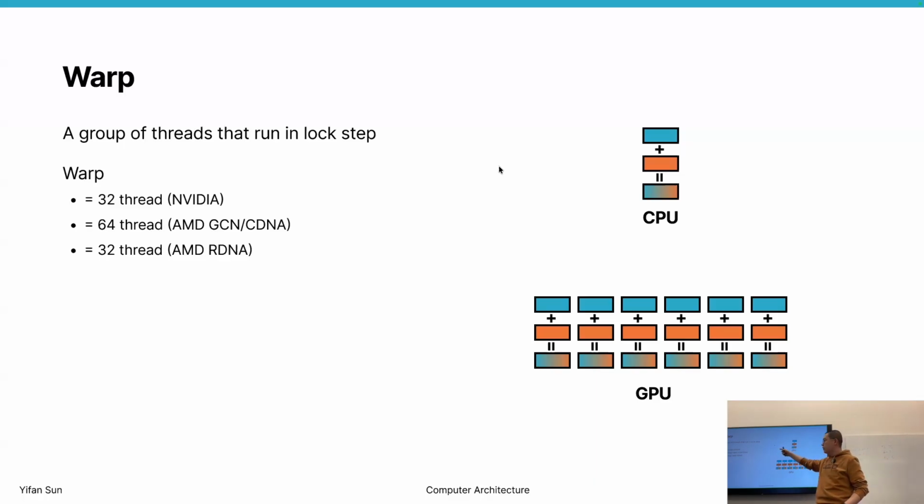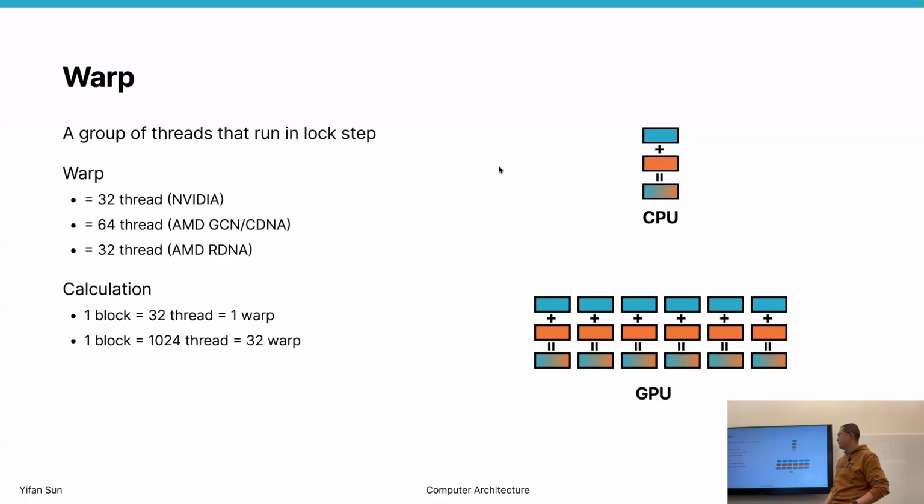Then the number of threads in a warp differs: 32 threads on NVIDIA, 64 threads on AMD GCN and CDNA GPUs, and on newer AMD RDNA GPUs they could also go back to 32 threads. There's some design philosophy behind 32 or 64, or sometimes we can even propose 128, but there's always a trade-off. Talk about that later.